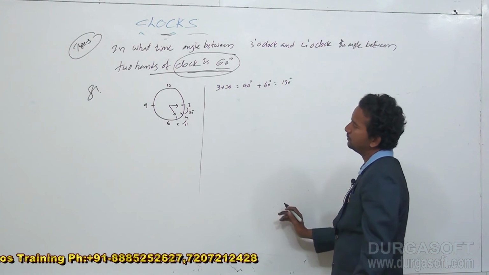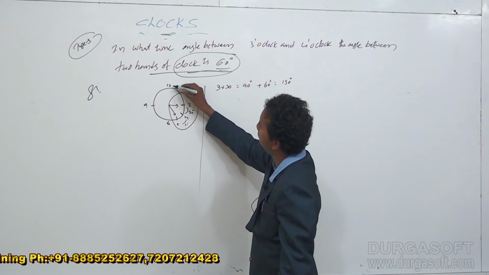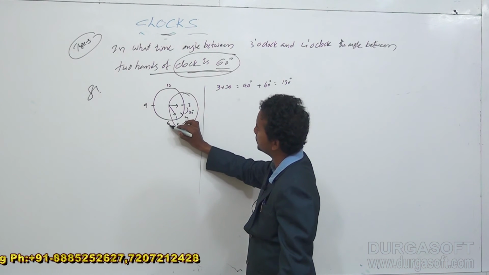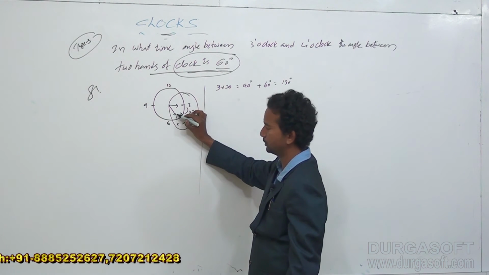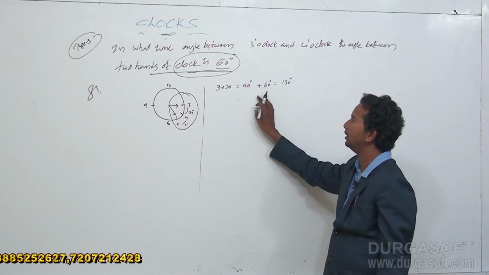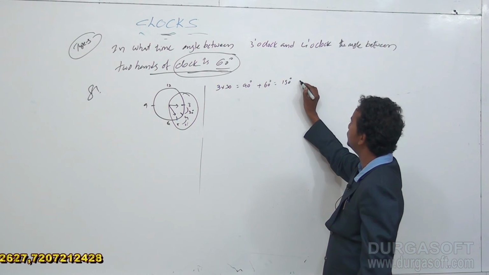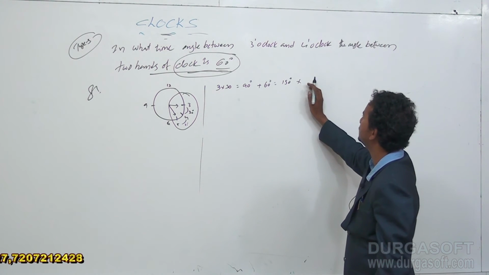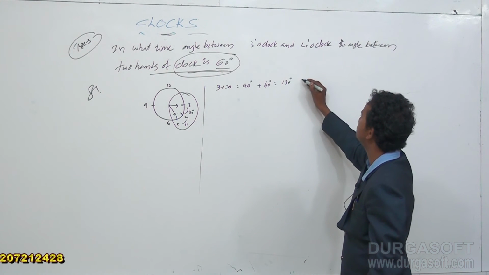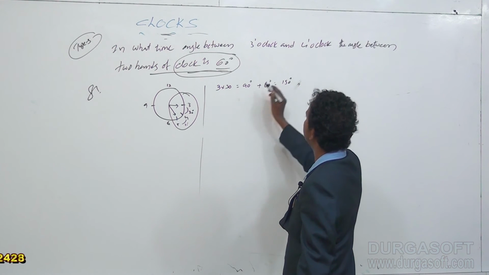Now both are in between 12 o'clock and 6 o'clock, where the minute hand and hour hand show, so you calculate 2 times. Now this is 180 degrees. Multiply with 2 here. Again, I am converting to minutes, 150 degrees converting to minutes.